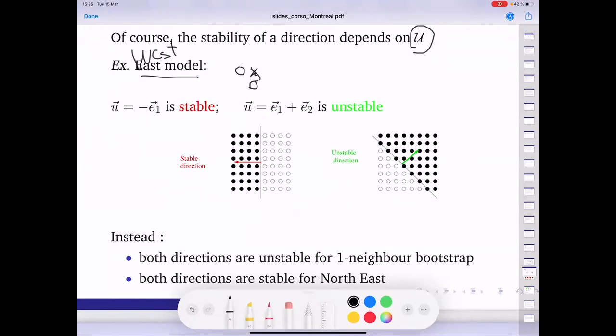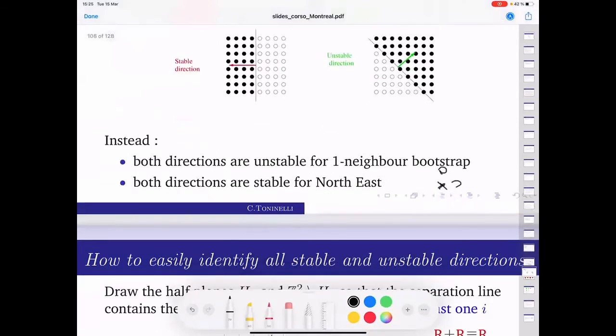For example, if I was considering the one neighbor model in which I need just one empty site, so the FA1F, both directions would be unstable because it is enough to have one empty site to empty its neighbors. And if I was considering the model which is North-East, the one in which the constraint requires empty sites both above and to the right, then both directions would be stable. Because you see that none of the occupied sites have the constraint satisfied. Okay, so a simple geometric notion, stability of direction.